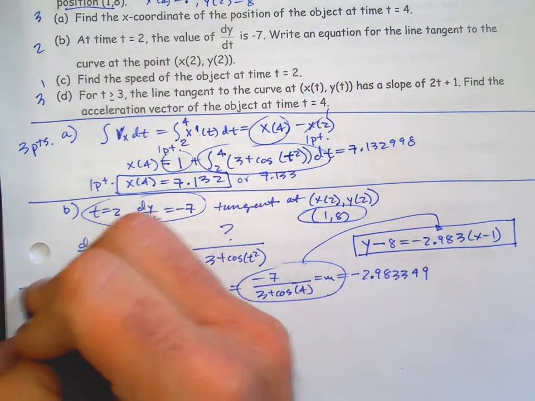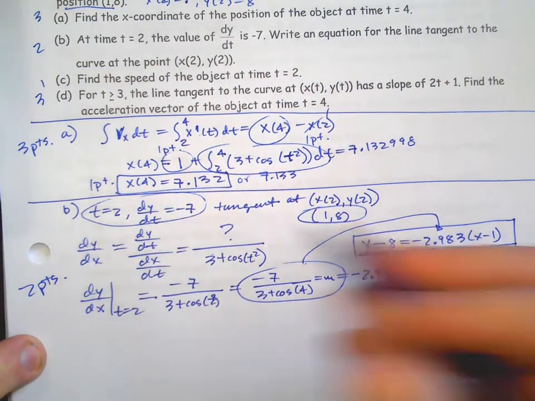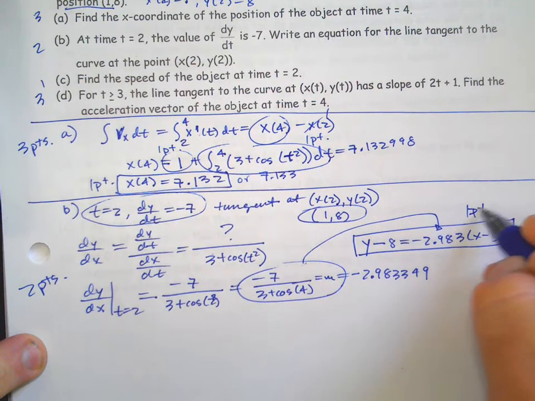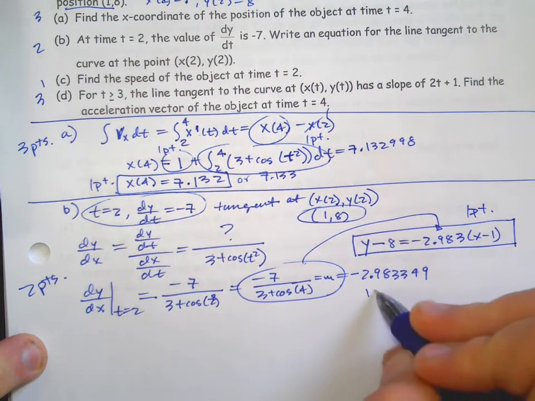This is 2 points. 1 point for your answer. 1 point for getting the slope.